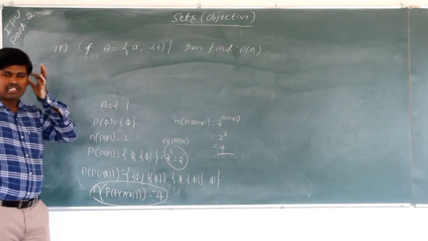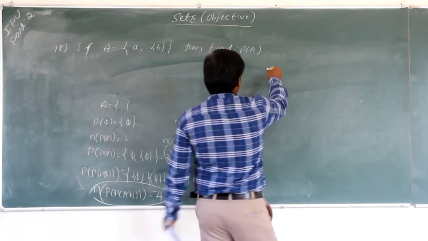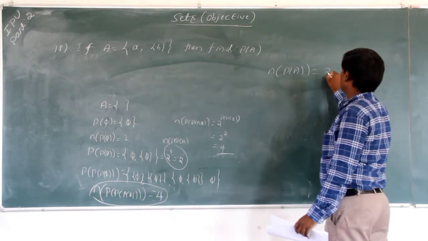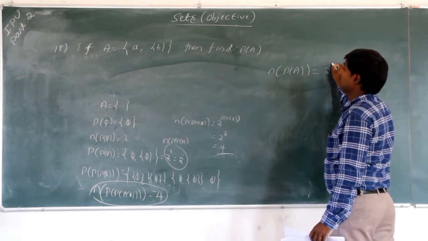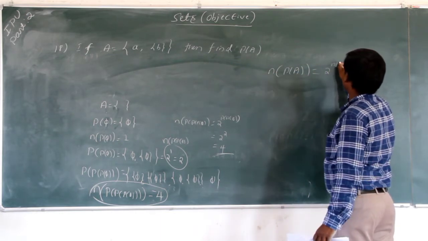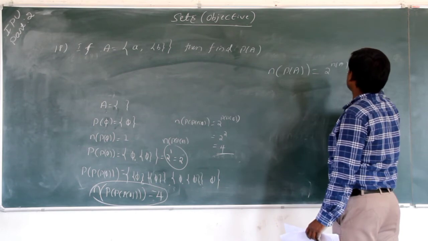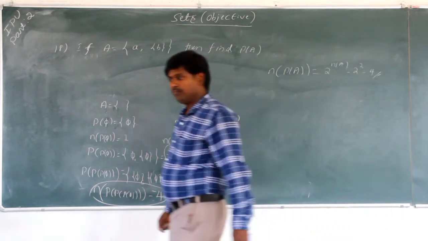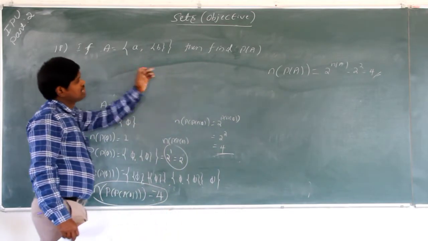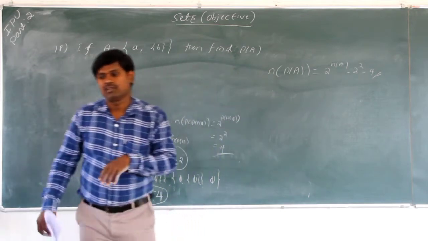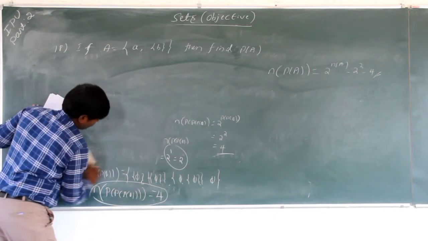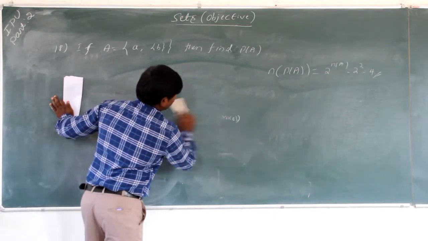Generally the number of elements in P of A is 2 to the power of n of A. So that is 2 to the power of 2, it is 4 elements. But here they are not asking how many elements are in this set. Just find P of A, that means the power set of A. We are going to write the power set of A.